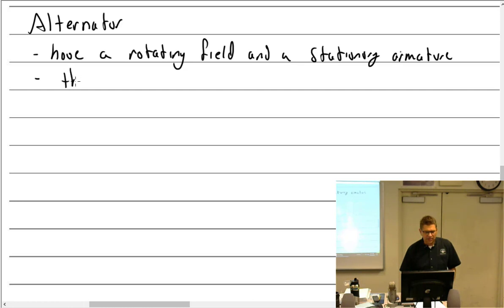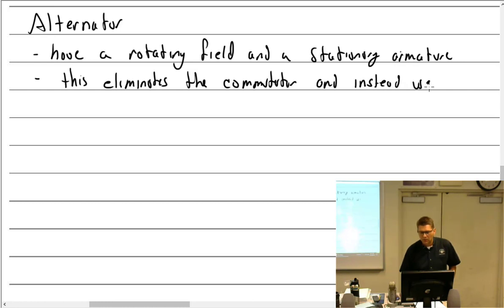Well, this eliminates the commutator. Commutators have poor brush connections, especially at high power settings. It eliminates the commutator and instead uses slip rings and brushes on the field.